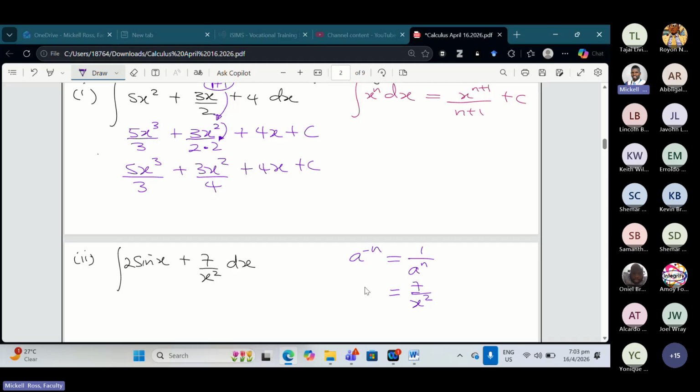How would I write it so that it is in the form where we have a base and a power? What would I write? 7x to the minus 2. Wonderful. Thank you very much. 7x to the minus 2. Thank you for that. So this we can rewrite as the integral of 2 sine x plus 7x to the negative 2 dx.